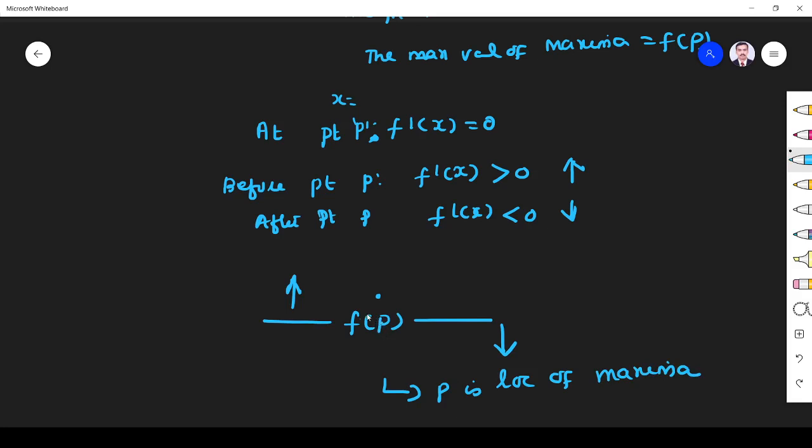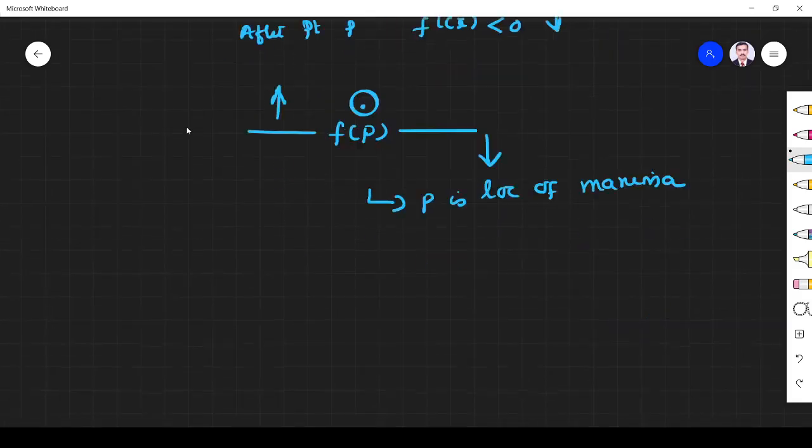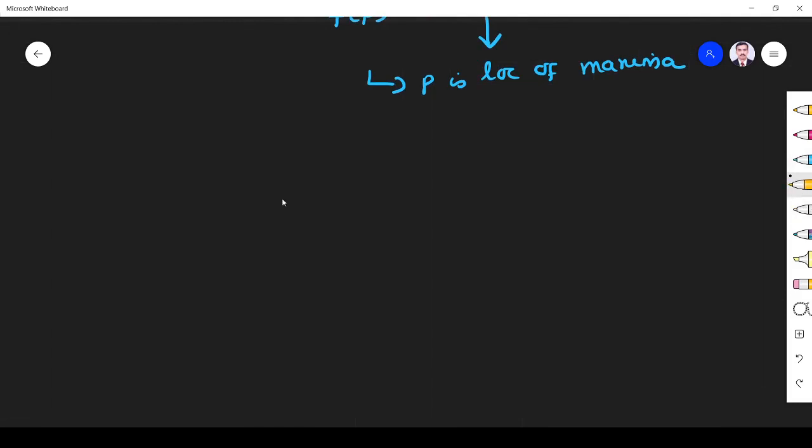So a point is called a maximum point, provided the function before that point has a positive slope. After that point, the function should have a negative slope. Then only it is called a maximum point, a point of maximum. Okay, similarly we see for the negative value. Take this diagram.